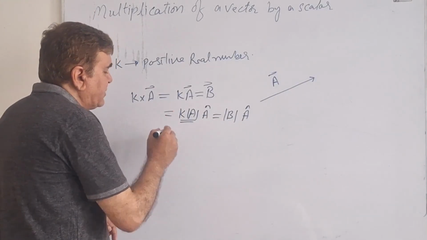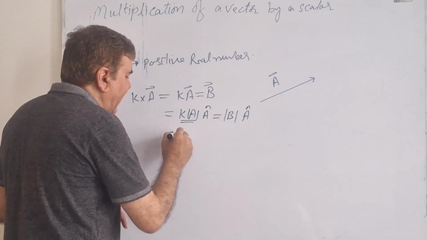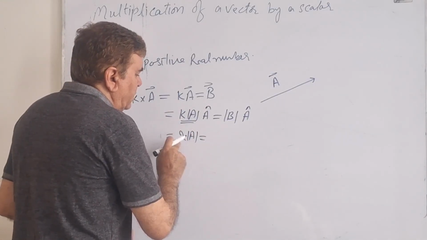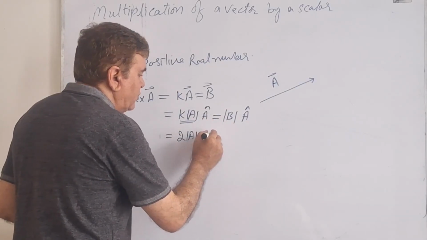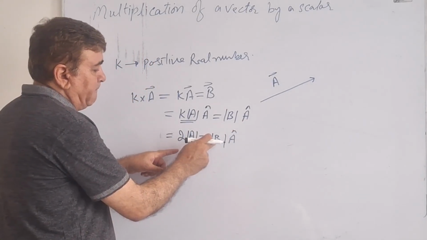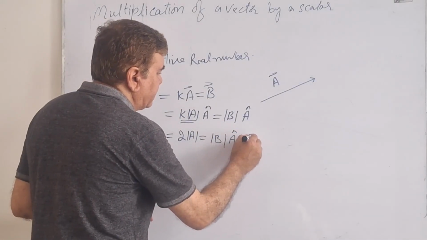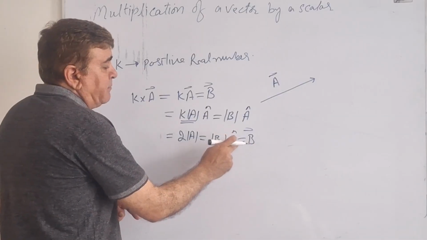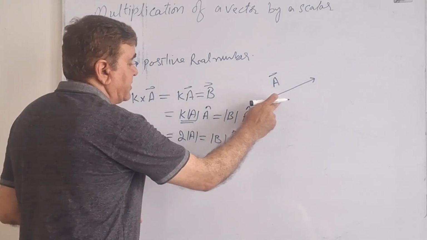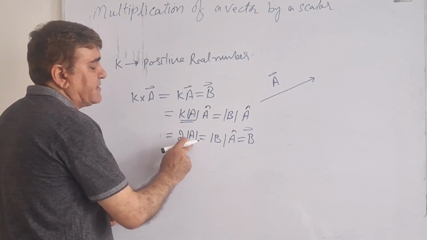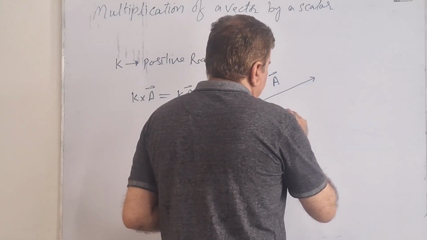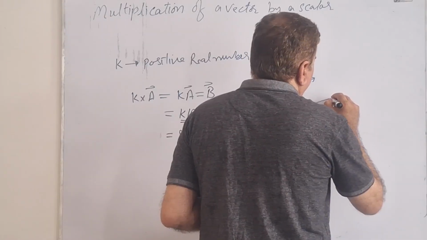So let's say this k is 2. Then 2 times the magnitude of A is the magnitude of B, pointing in the same direction as A. If I want to represent vector B, B must be in the direction of unit vector A, which obviously represents the direction of vector A, and the magnitude of B must be twice the magnitude of A. That means I would draw a line like this. This is the magnitude of A, and twice of this is this.